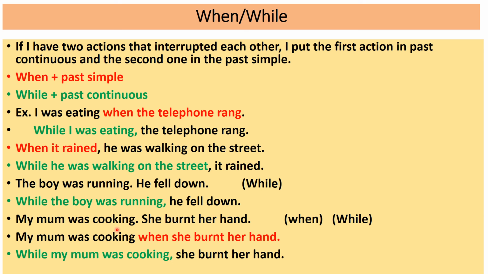Another one. My mom was cooking. She burnt her hand. We have two actions, but what was the first one? She was cooking, and the second one, she burnt her hand. To use when, pay attention, when here is not the capital one, so it will be in the middle of the sentence. So: my mom was cooking, delete the comma, delete the dot, connect with when she burnt her hand. If I want to use while, here it's a capital, so start your sentence with while. While my mom was cooking, comma, because it's capital here, she burnt her hand.